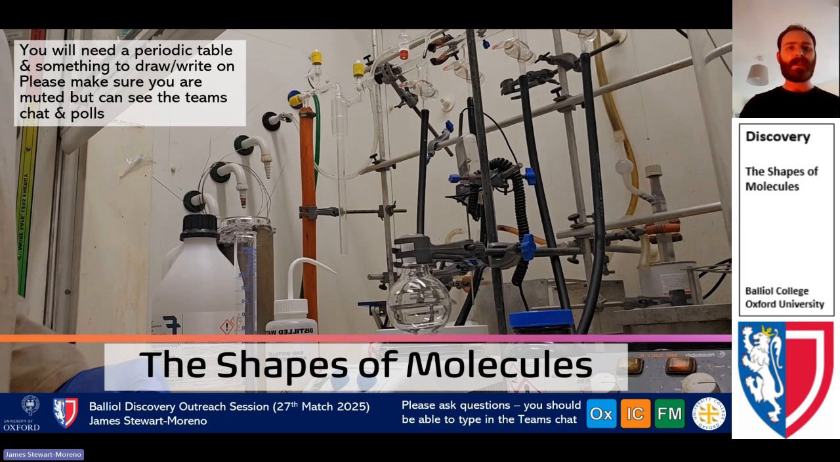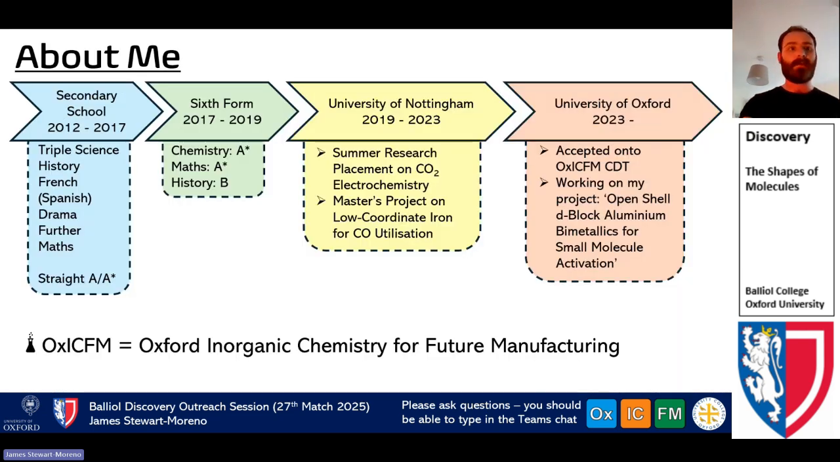So, to start out with, I would just like to introduce myself a little bit. At secondary school, I was sort of that in-between year where I had both letters and numbers in my grades. So I did triple science, I did history, I did both French and Spanish. Some of you may have noticed that my surname, Stuart Modeno, is Spanish, so I did that a little bit earlier because I am Spanish, but I also did further maths and drama as well, and I did quite well in my GCSEs. Moving on from that, I went to sixth form, and at sixth form I did chemistry, maths, and history, doing very well in the sciences.